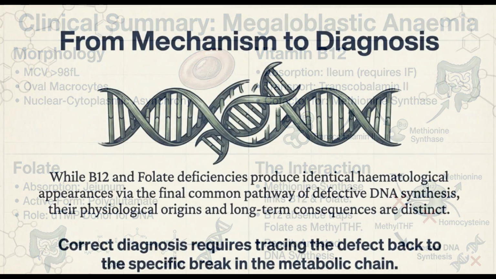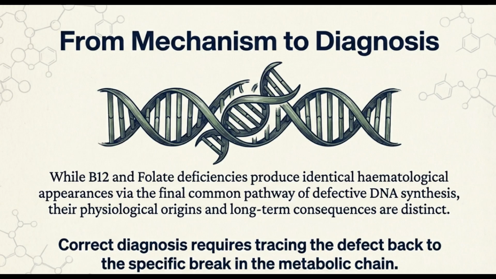So this brings us to the most crucial point of all. We've gone all the way from the deep mechanism to the absolute importance of diagnosis. And here's why. While both a B12 and a folate deficiency end up looking exactly the same in a blood sample, their root causes and their long-term consequences are completely different. You can't just treat the anemia you see. You have to trace that defect all the way back to the specific break in the metabolic chain to provide the right treatment and the right cure.